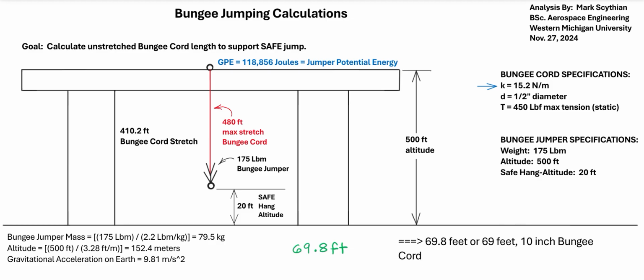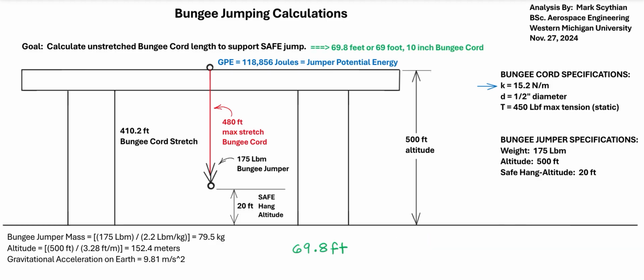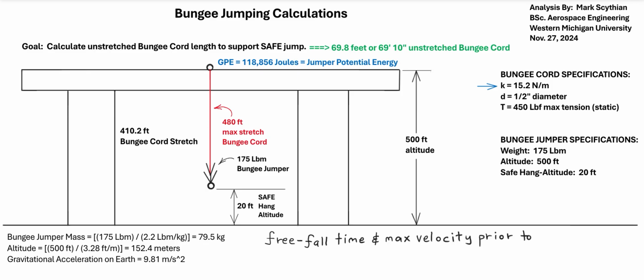And we get 69.8 feet, or 69 feet, 10 inches of unstretched bungee cord, which is then harnessed and fabricated into the bungee mechanism connected to the secured eye bolts on the harness of the jumper and on the standing level of the bridge.